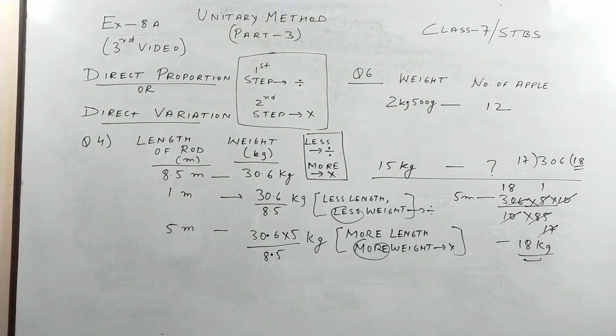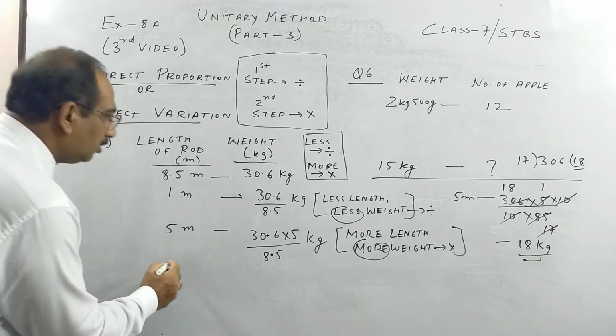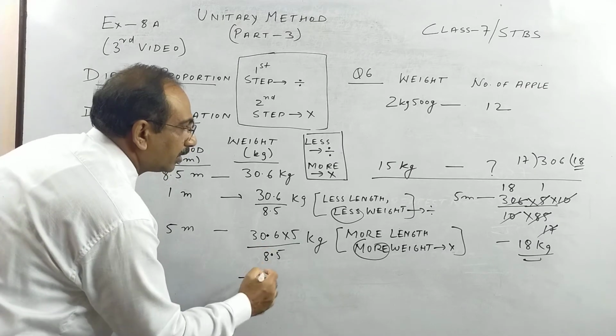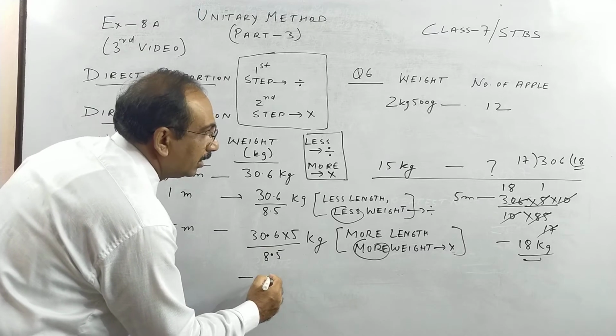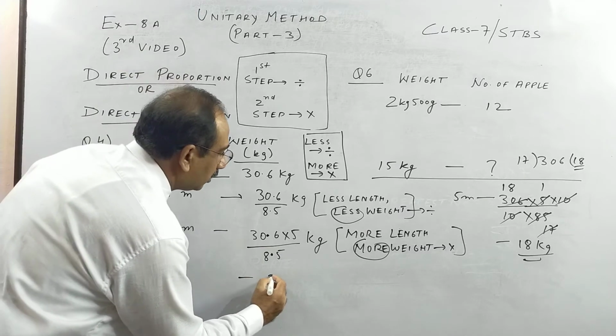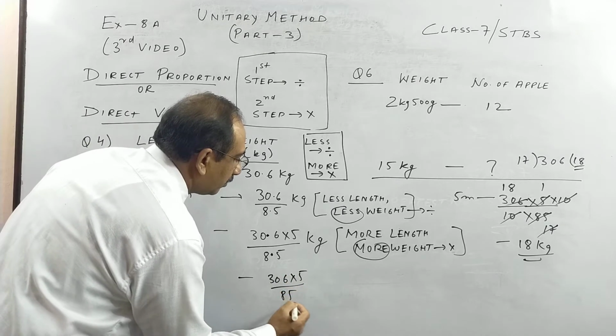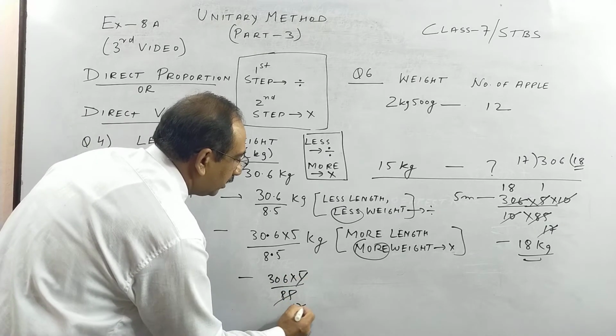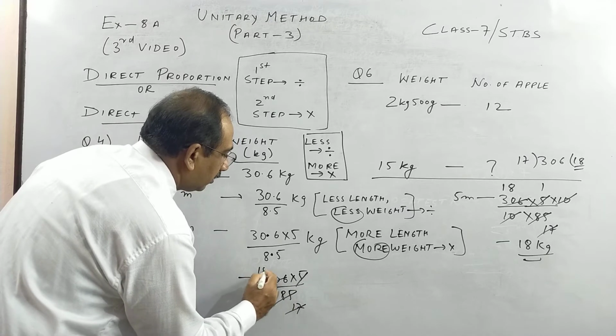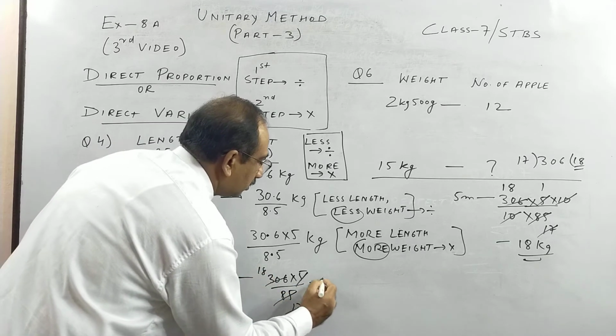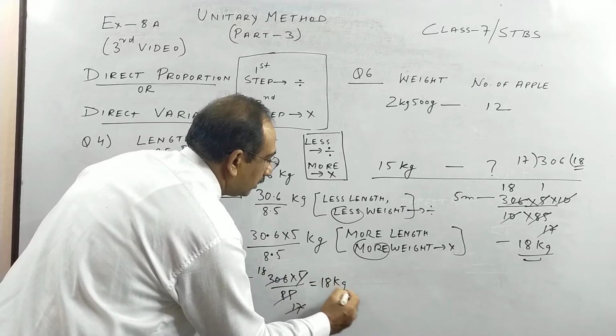So your answer is here 5 meter. This, if you cancel and all, we get, as I showed you, 306 into 5 by 85, 1 decimal place goes. So this is 17 times, 17 goes 18 times. So this is 18 kg.